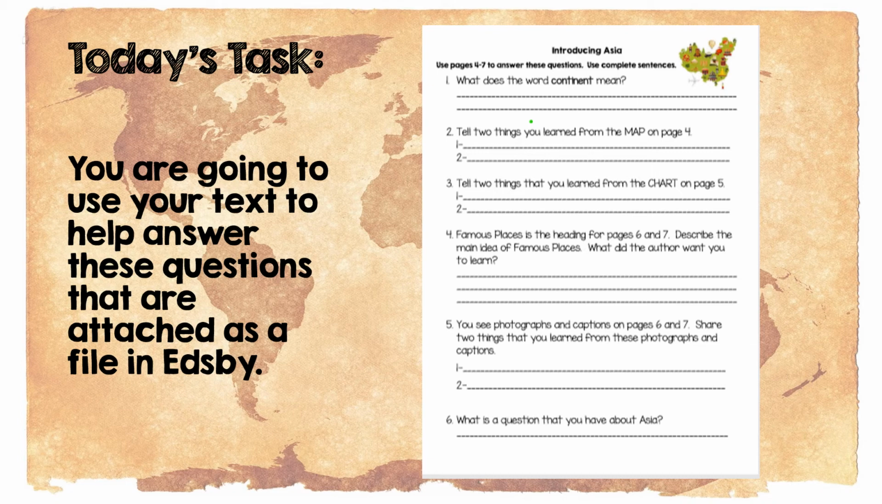Famous places is the heading for pages 6 and 7. Describe the main idea of famous places. What did the author want you to learn? What was the big idea of that piece of the story? You see photographs and captions on page 6 and 7. Share 2 things that you learned from these photographs and captions.